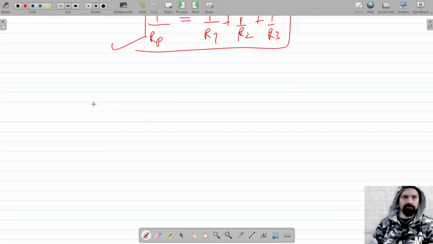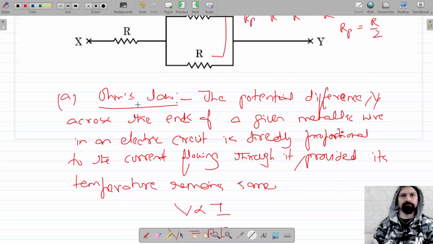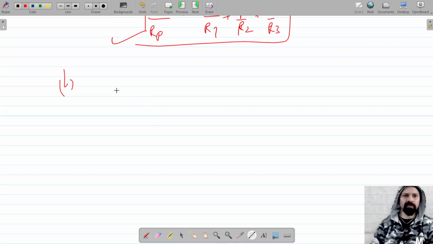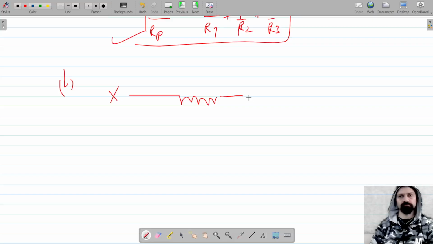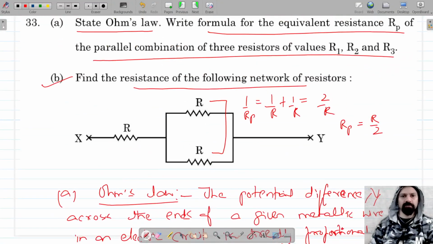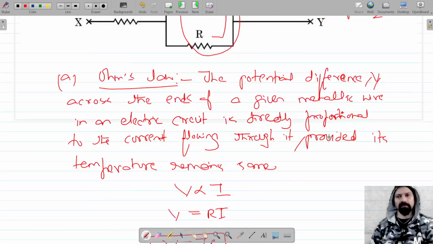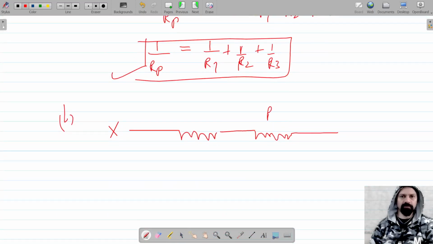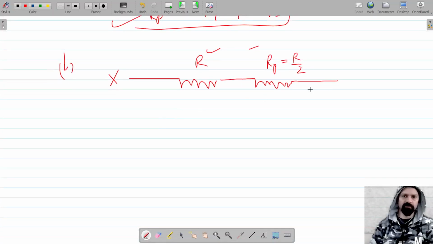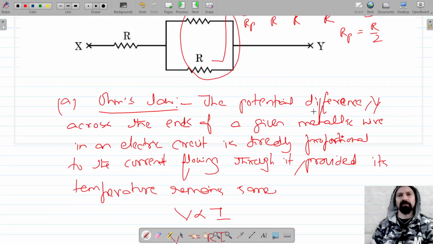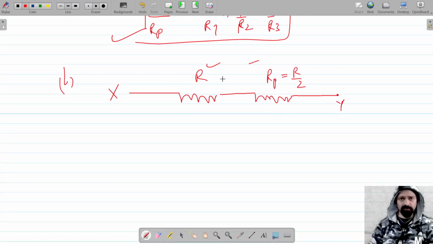And now our circuit will look like this. This is the terminal X. For these two in parallel, our resistance becomes RP, so RP, the resistance in parallel, will be R by 2, and this is R. Now these two are connected in series. So this is terminal Y.